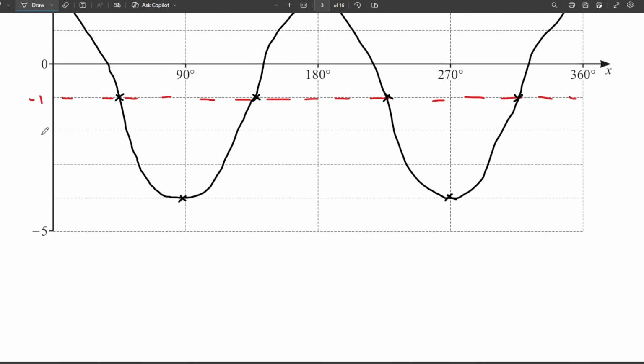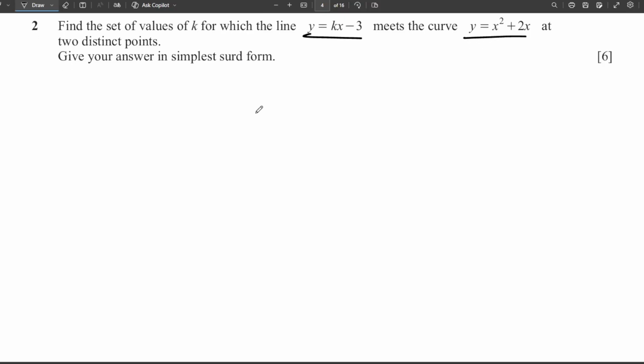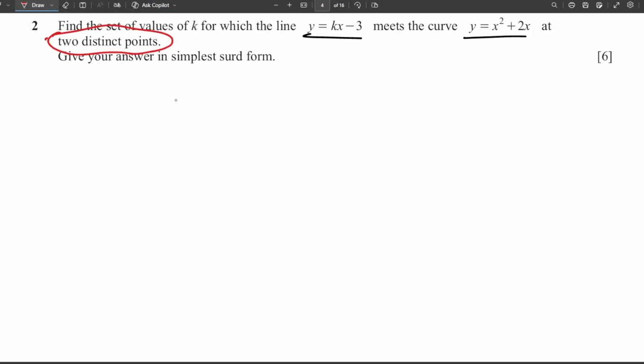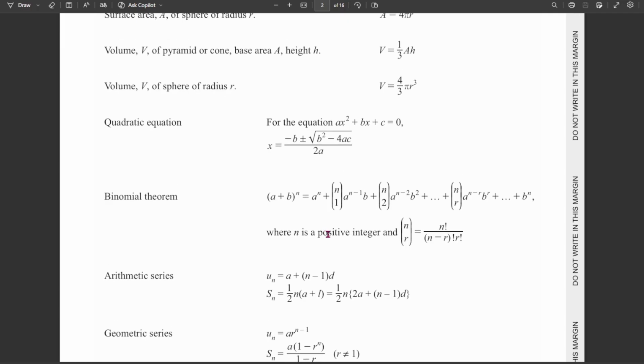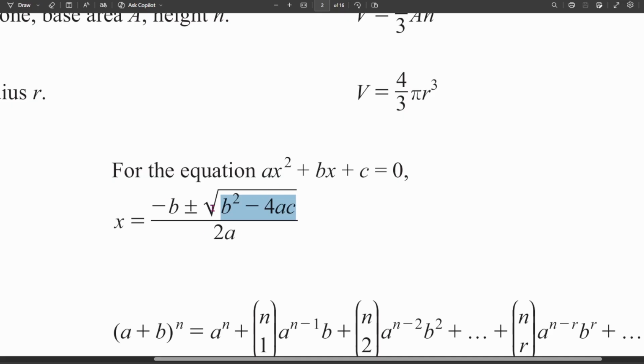Alright, so this will be the cosine graph. Okay, question 2, find the set of values of k where this straight line meets the curve, the quadratic curve, at 2 distinct points. So remember, 2 distinct points, what is it? That will be using the discriminant value. So if you look at the formula sheet here, I think they give you the quadratic formula, right? The quadratic formula has this plus minus square root, and the thing that is inside the square root we call the discriminant.